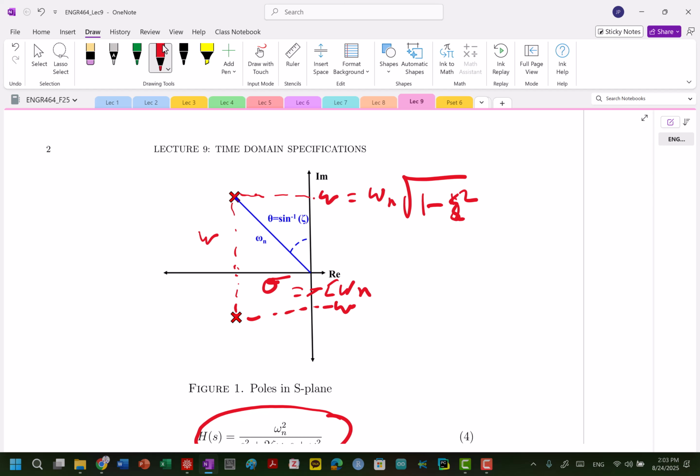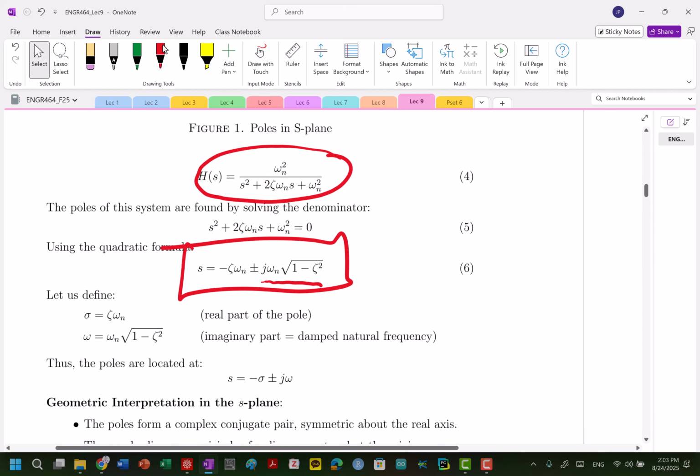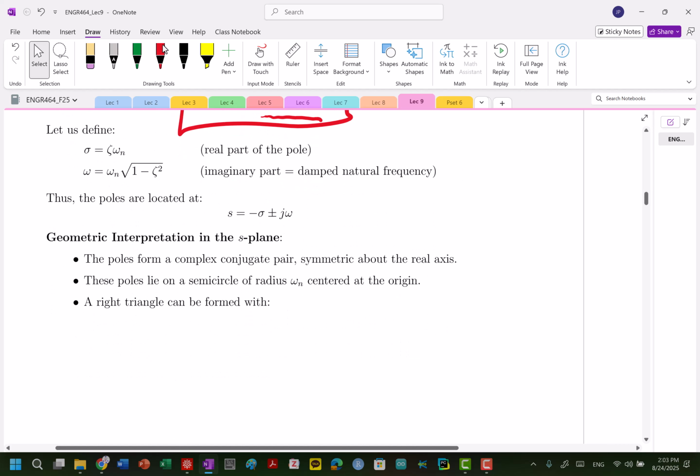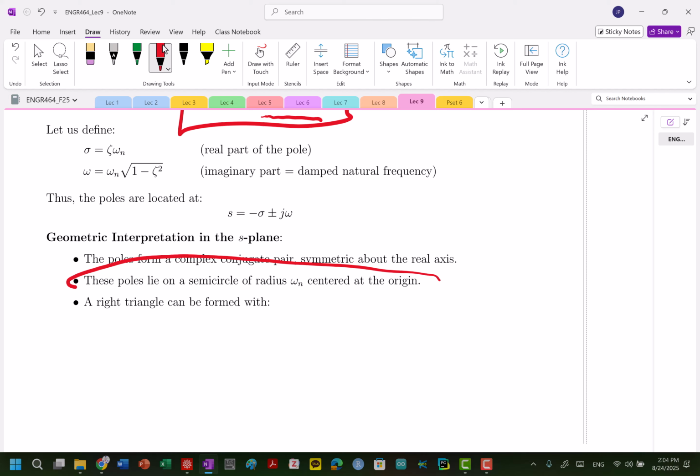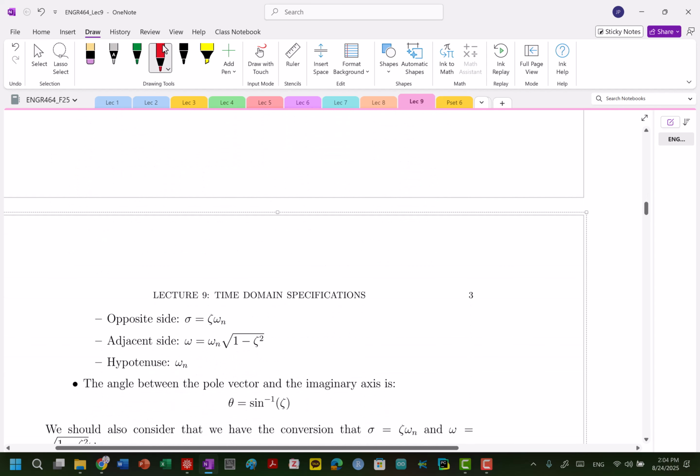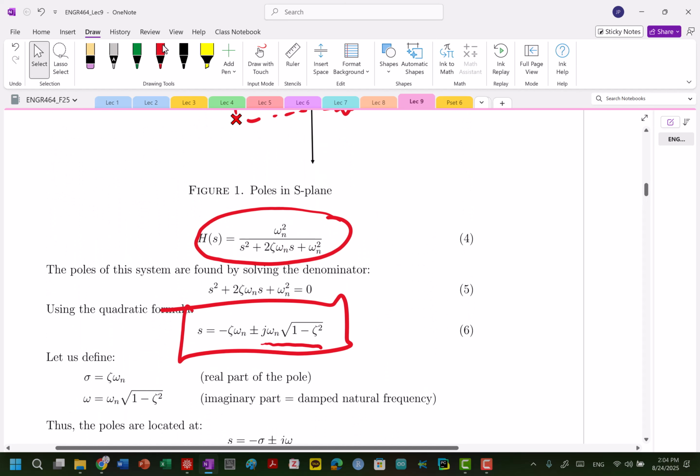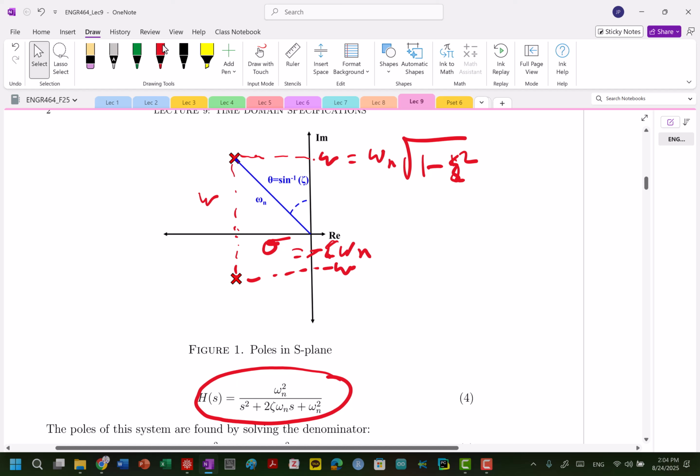So that's just relating the same things, and you can rewrite these, but there are some really important parameters here that we need to relate, and essentially how we can describe some angles. The poles are going to lie in a radius, or a semicircle, with a radius of omega n centered at the origin. And then we're going to have this right triangle here, where we can define it as such. So let's see how that comes into play.